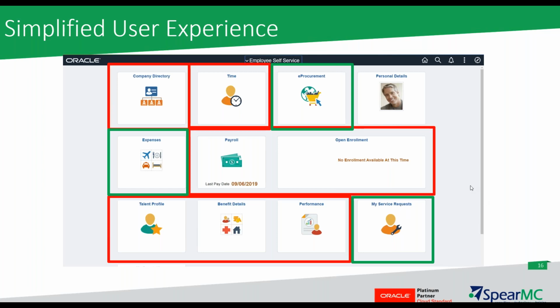Okay. I also have HCM applications, so my company directory, my time and labor for time entry, payroll. Open enrollment, if the open enrollment period is open. Unfortunately, in my screenshot, we did not have open enrollment open, but right now I can see I don't have any enrollment activities that are available at this time. Talent management, benefits details, you see the HCM details here. And then my personal details primarily comes from HCM, but I've got a blue rectangle around here because there are user preferences under your personal details that can be specific to the financials applications as well. So that really crosses both.